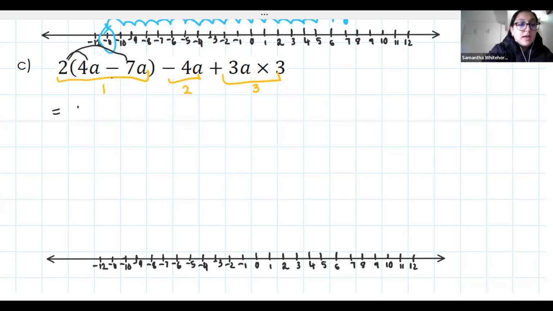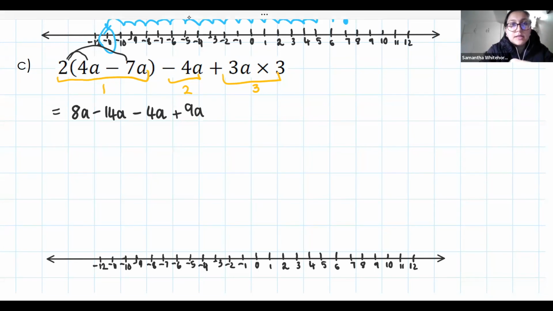So when I distribute in my 2, I get 8a minus 14a. My second term, I couldn't do anything with, so it's just minus 4a. But my third term, I need to multiply. 3 times 3 is 9. And then I've got my a. So I've got plus 9a.